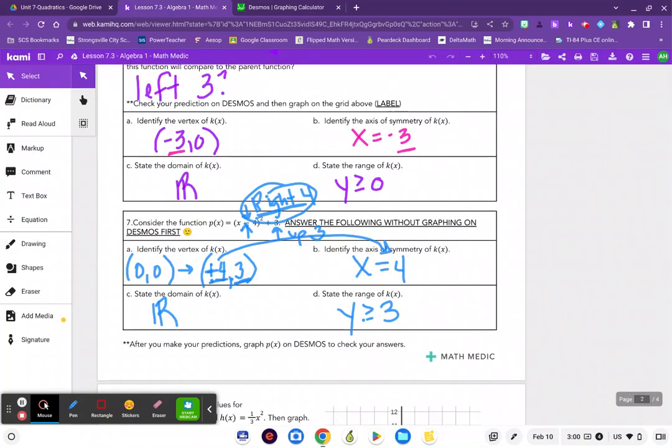So your job is to go and watch the next video, because in the next video, we're going to talk about a few more transformations that we can do with this parent function. And then after that, we can put it all together and work on the 7.3 practice. If you have any questions, let me know.